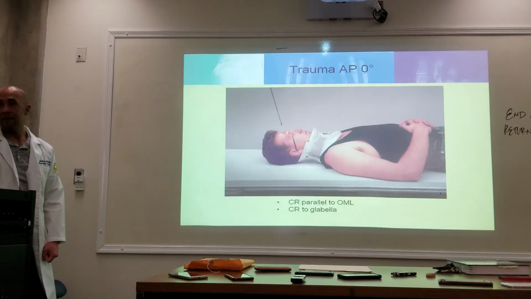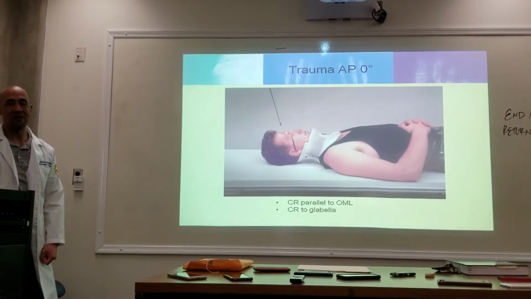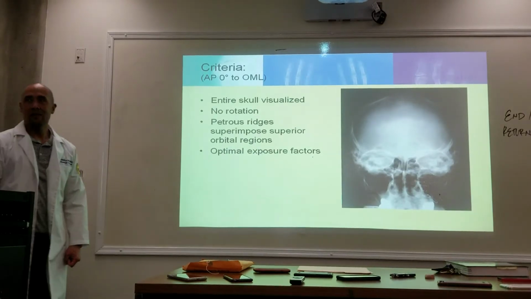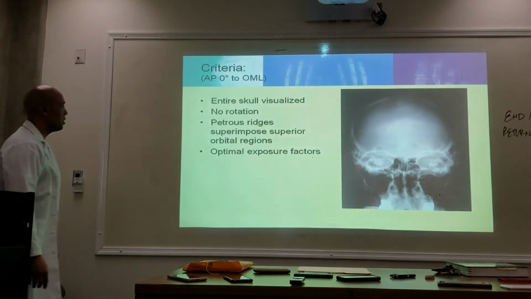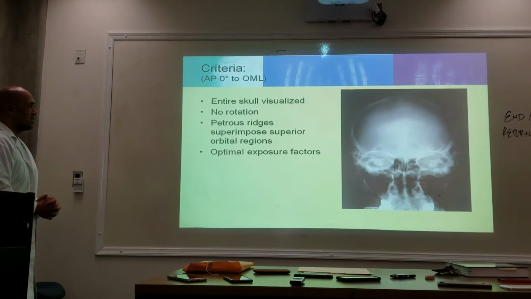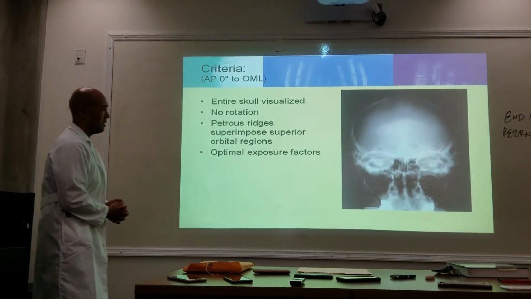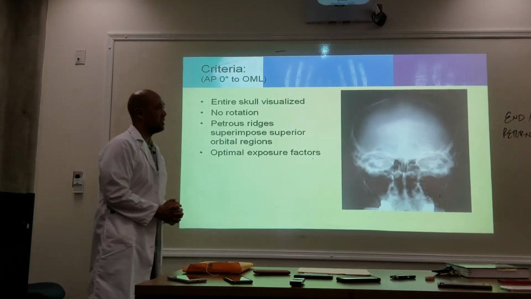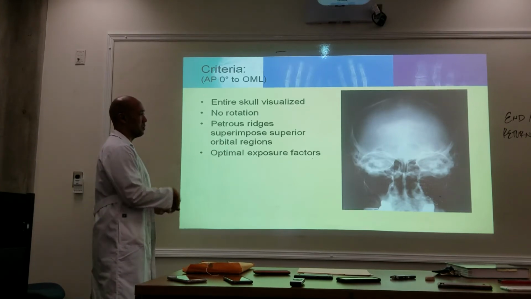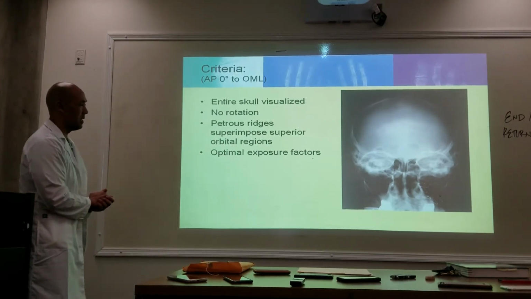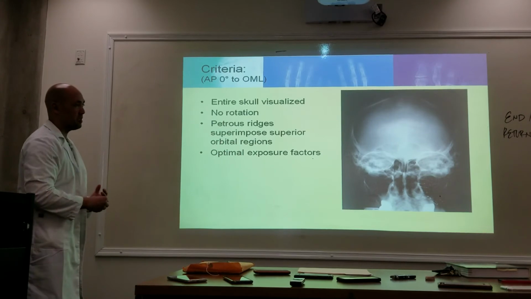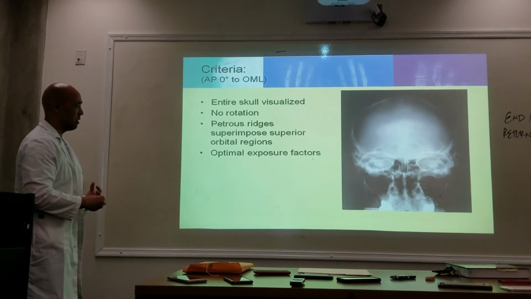Oh, so 0 degrees stands for how we see the image, not really the angulation? Right, how you see the image. So AP, 0 degrees to OML. The entire skull is again going to be demonstrated, but it takes out any type of distortion from the frontal bone, so this is the perfect one to use. And now you have the petrous portion filling up the entire orbital margins.